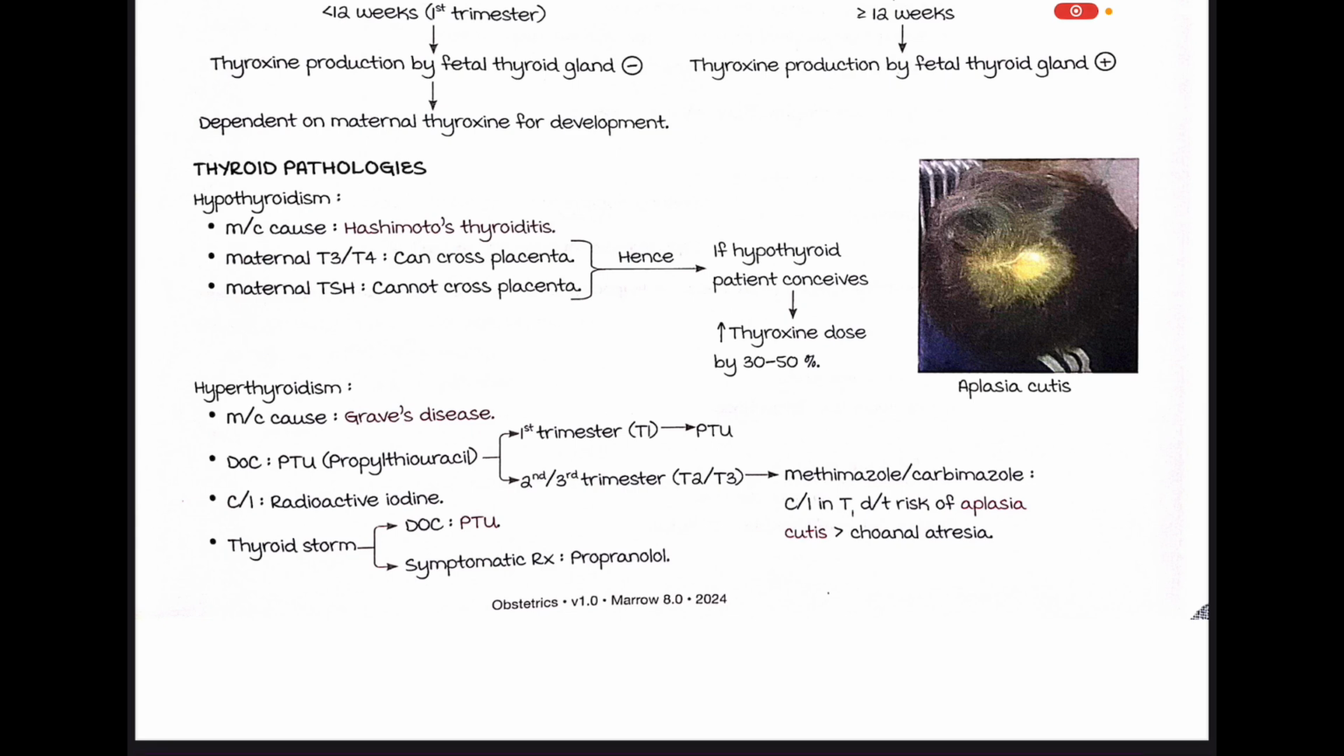Thyroid pathologies. Hypothyroidism: most common cause is Hashimoto's thyroiditis. Maternal T3 and T4 can cross placenta. Maternal thyroid stimulating hormone cannot cross placenta. Hence, if hypothyroid patient conceives, increase thyroxine dose by 30 to 50%.